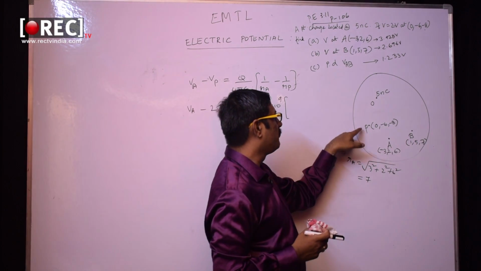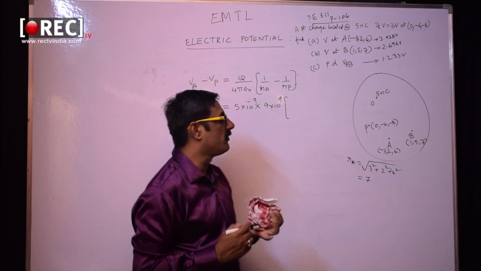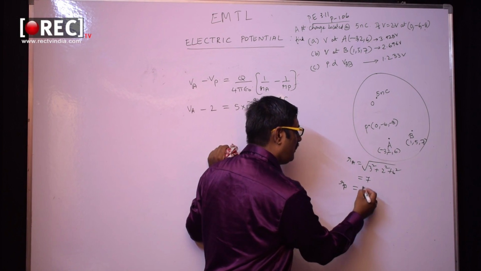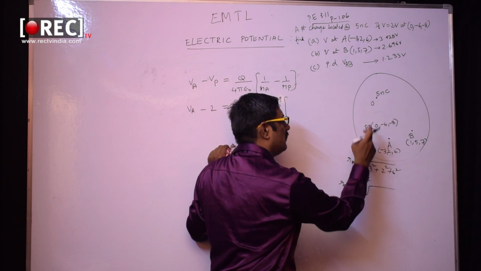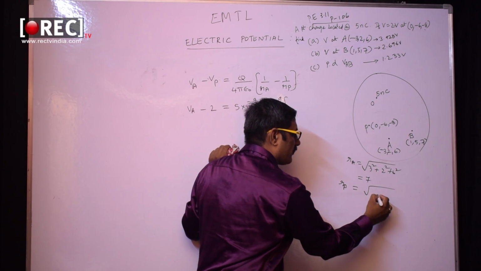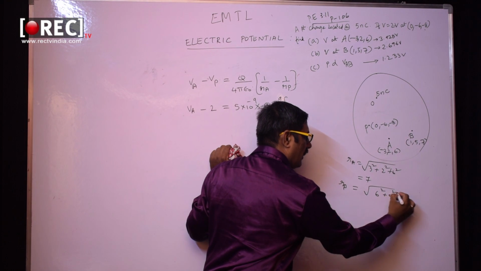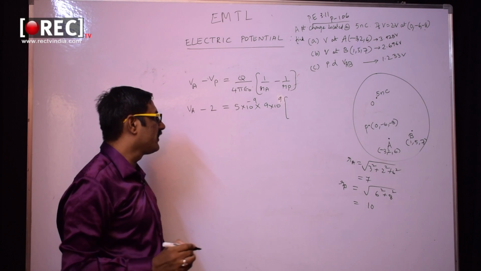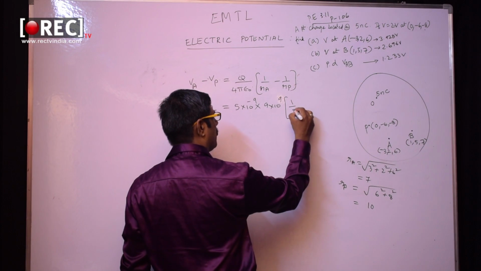It is the distance between the point P and O. So if you observe the distance between the points P and O, Rp is simply the square root of 0 squared minus 6 squared plus 8 squared, and if you determine its value, you will get it as 10. So it is simply 1 by 7 minus 1 by 10.